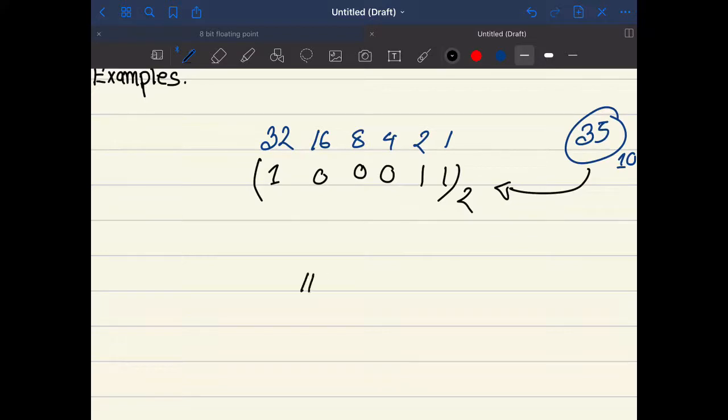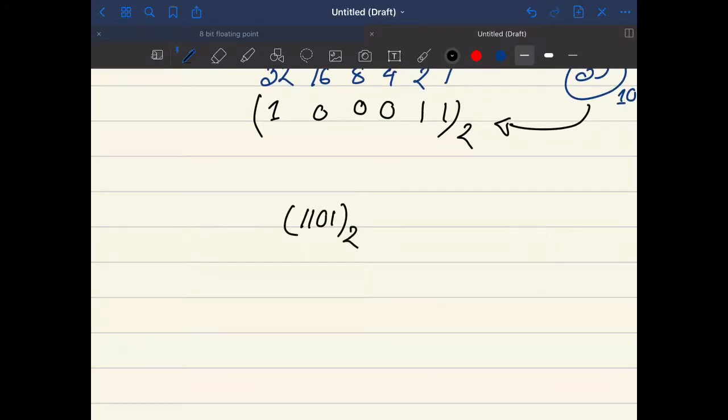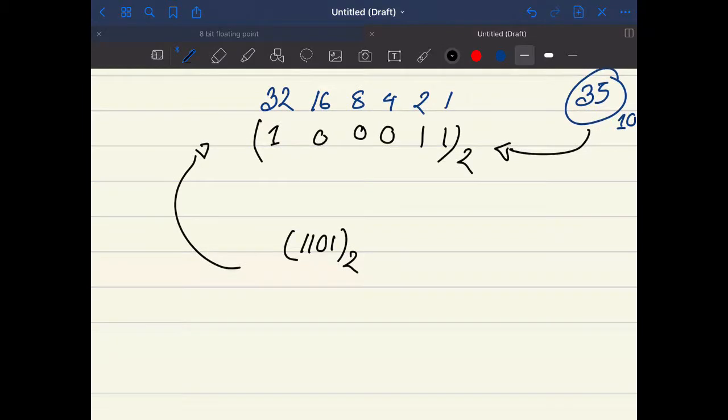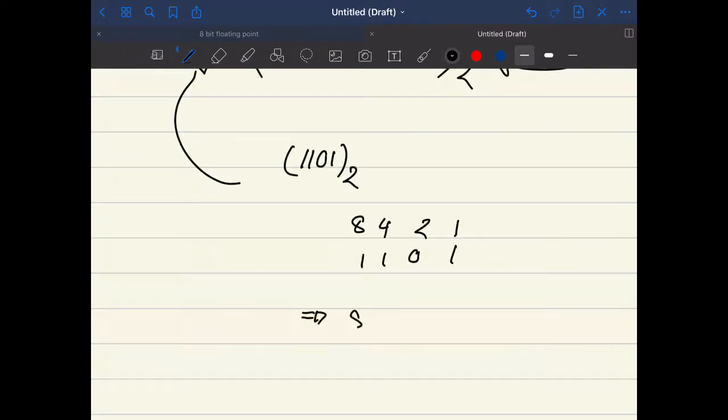How about when we convert a binary number into a decimal number? We have a binary number, and now we want to convert it into a decimal number. You can use this format to do the conversion. We're taking 1, 2, 4, 8, and we have 1, 1, 0, 1, right? So we would be taking 8 plus 4, not taking 2 because that's 0, and taking 1. So that is 13.